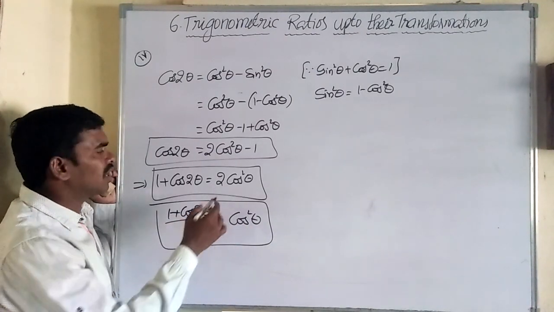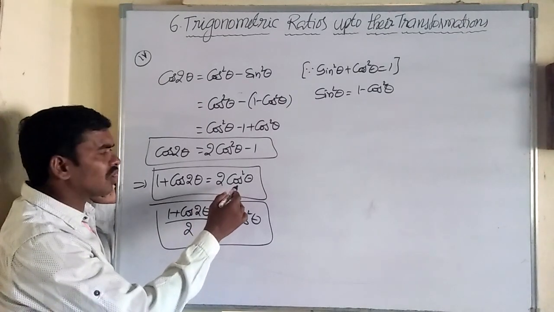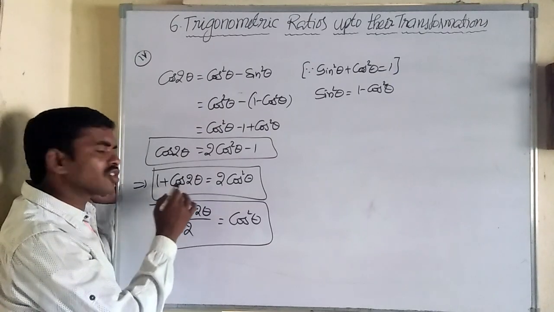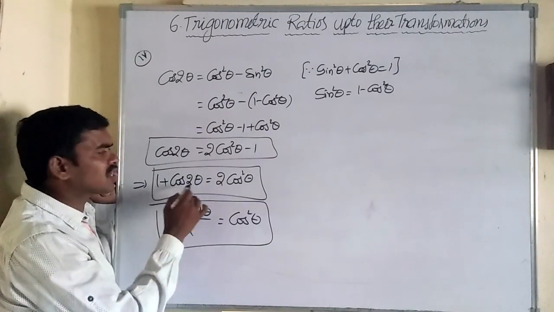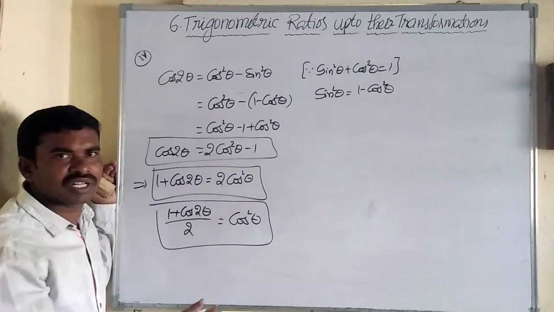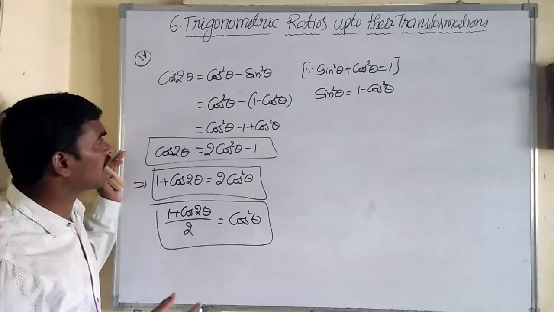In each and every formula, if you observe 2 cos square theta, instead of it you can write 1 plus cos 2 theta, or if you observe 1 plus cos 2 theta, instead of it we can use 2 cos square theta. You just derive and remember the formulas.